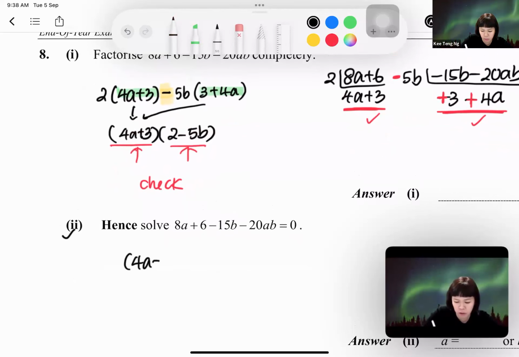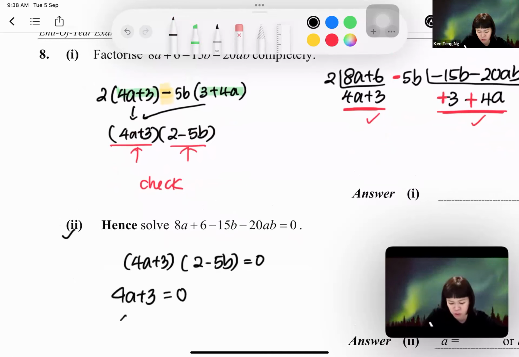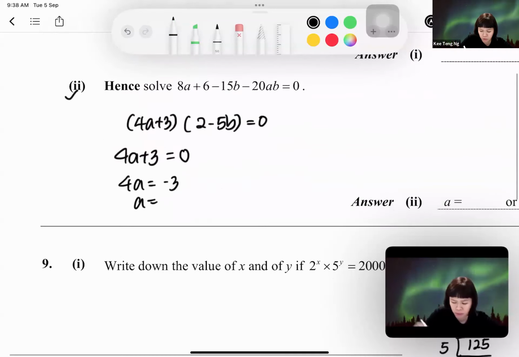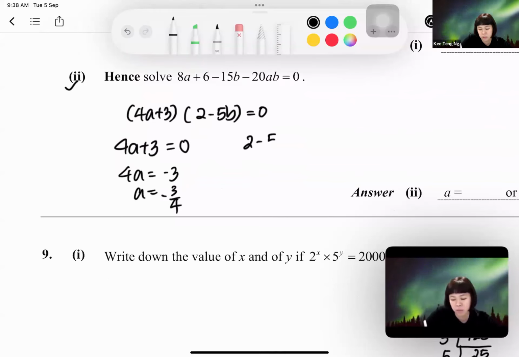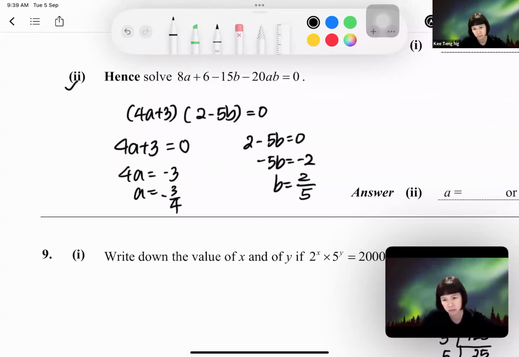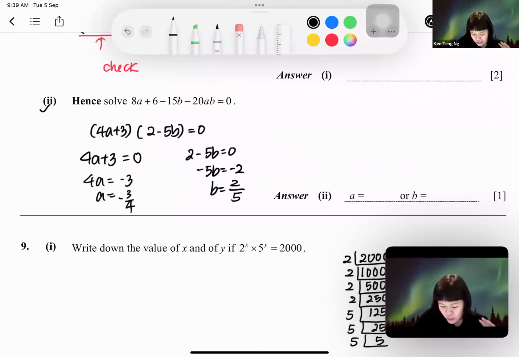So I got (4a + 3)(2 - 5b) = 0. Since I factorized it, 4a + 3 = 0, so 4a = -3, a = -3/4. Oh, I've solved for the first answer. Second one, 2 - 5b = 0, so -2 = -5b, b = 2/5. Second answer. Bingo, magic. No lah. So for A, the answer is -3/4, and for B, the answer is 2/5.